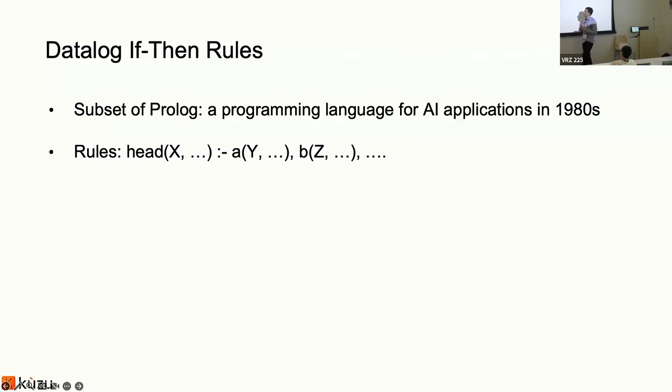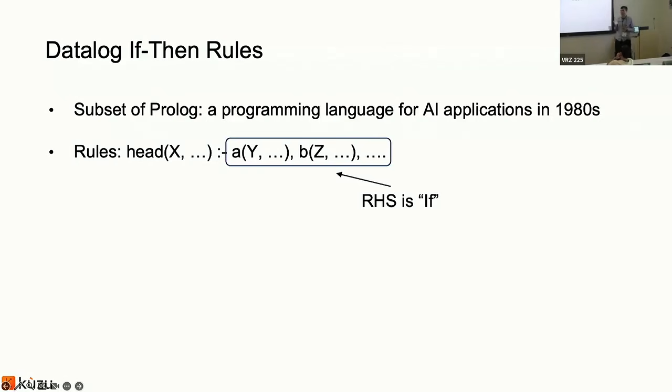You write these if-then rules where there's a head, with some variables, and a body. And the meaning of this is that the right-hand side is the if. So normally, intuitively, humans think of the if as the left side, and the implication, the then, as the right side, but this is the reverse in Datalog. The right-hand side is the if, and the then is the head.